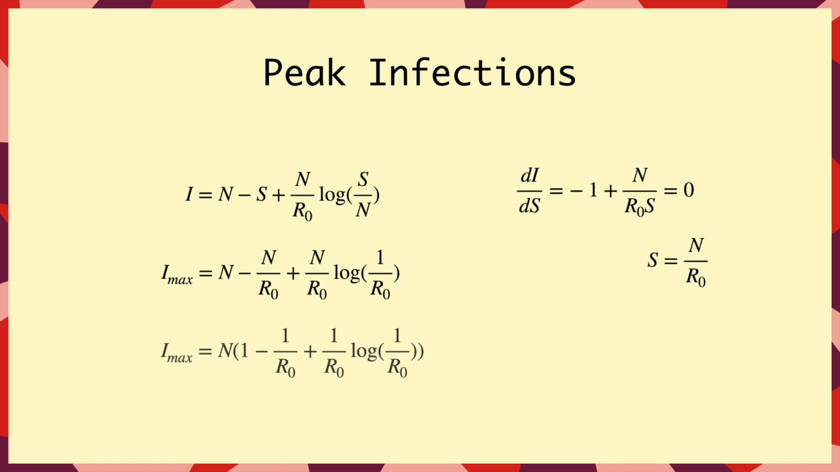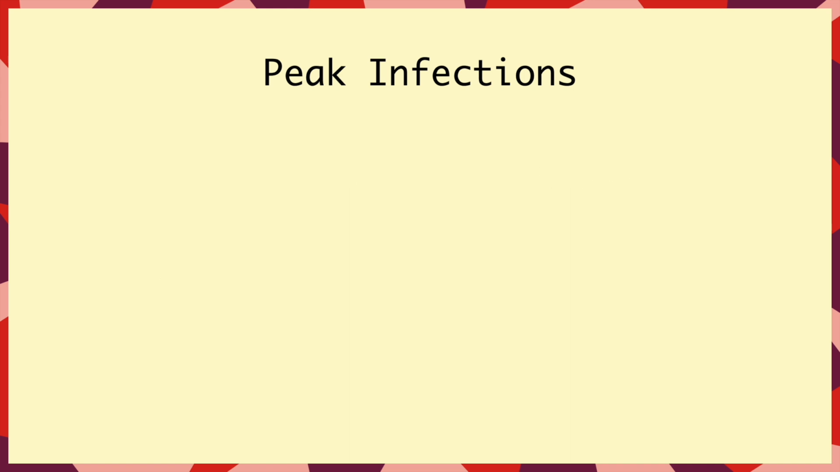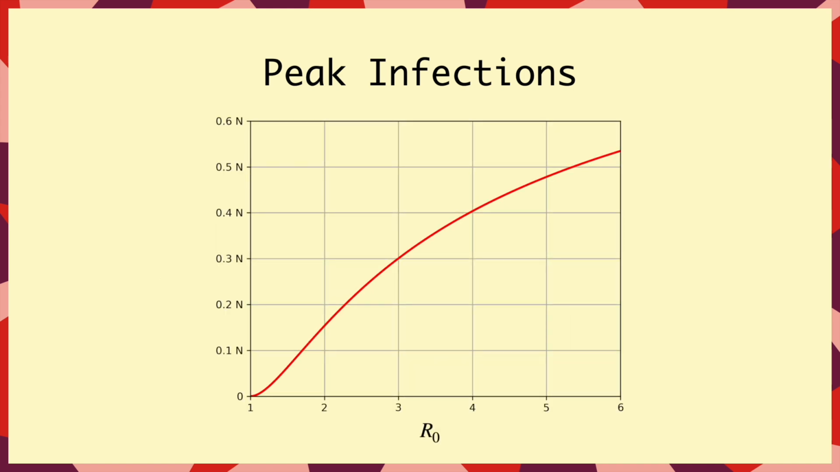So let's see what it looks like. Well, it's zero when R naught is one. That makes sense. That's good to see. Then it grows slowly until about 1.25, then quicker after that, and then it starts to flatten off beyond about 4 or 5. And this sort of information could be really useful if you want to estimate the likely impact of something like social distancing, say, which will alter the value of R naught.